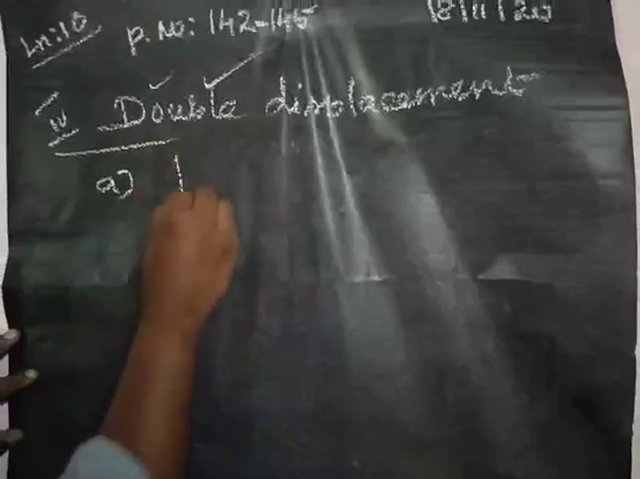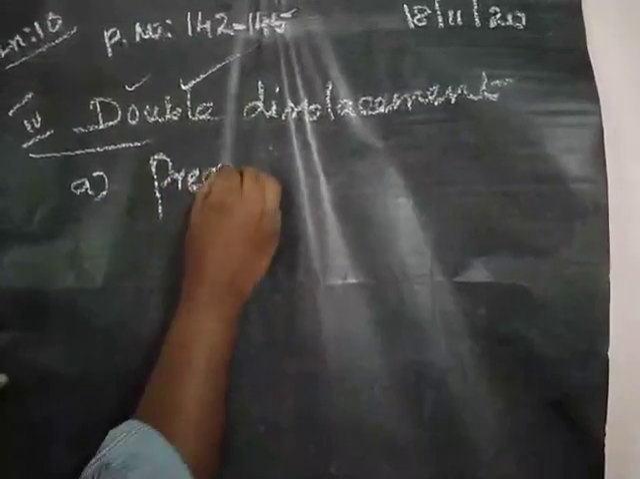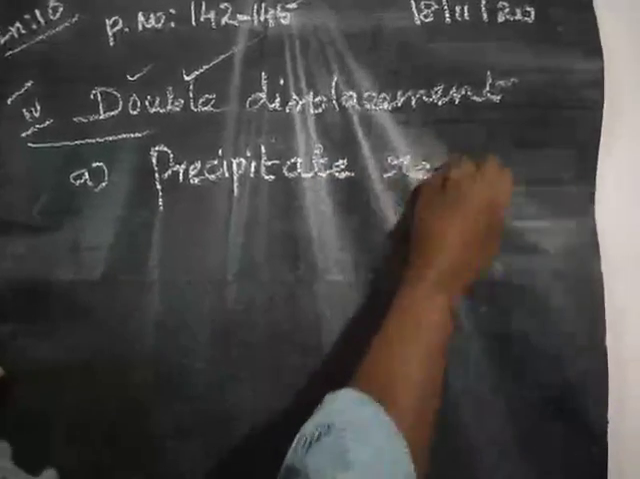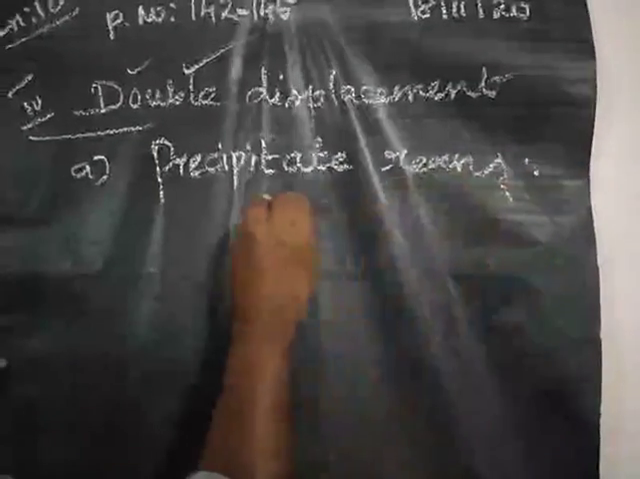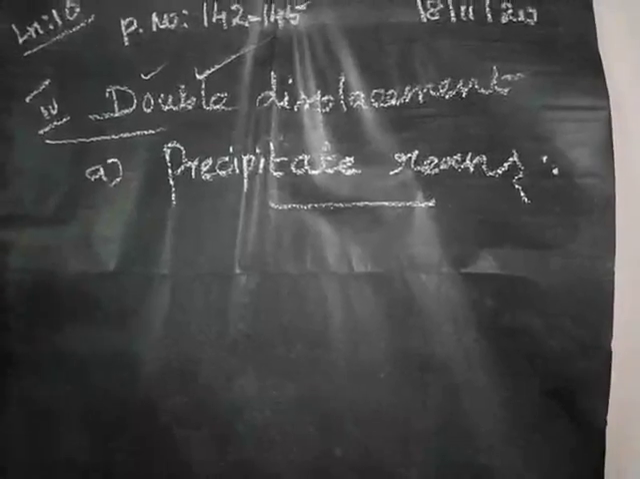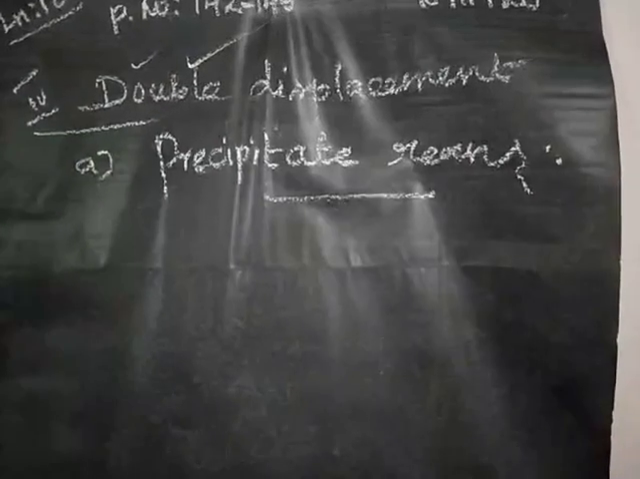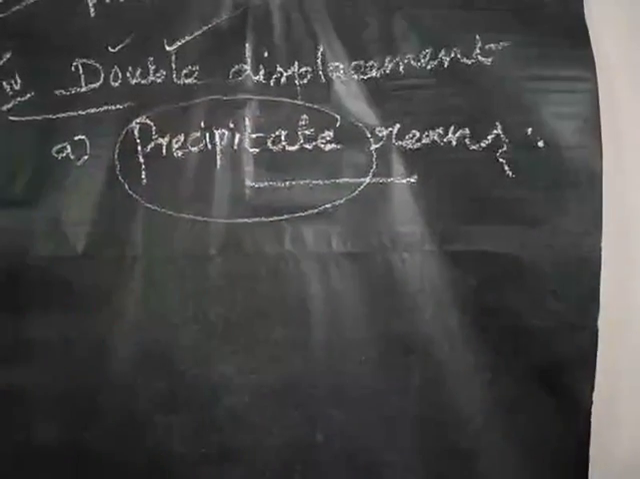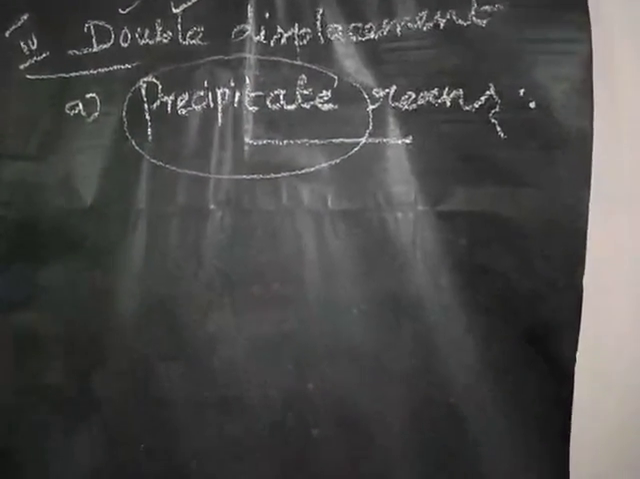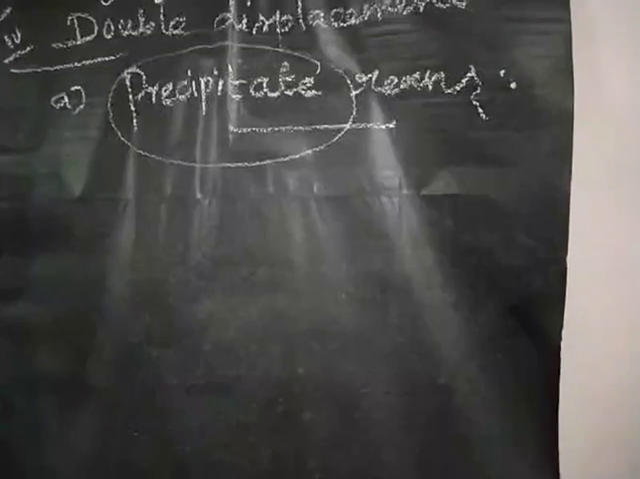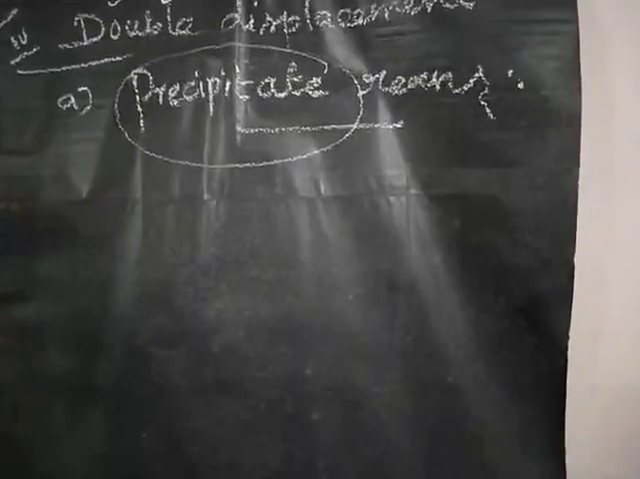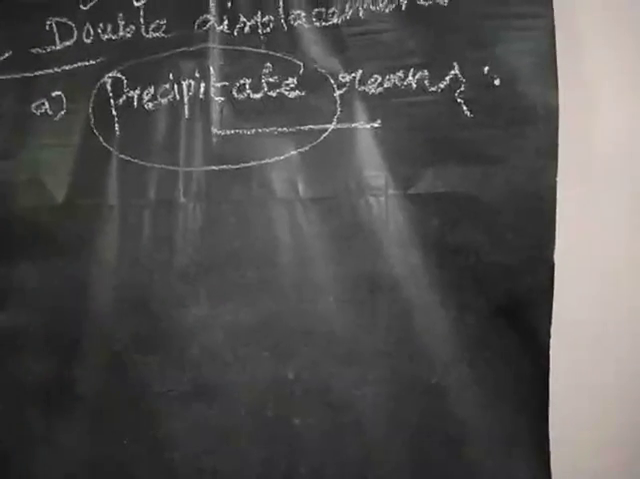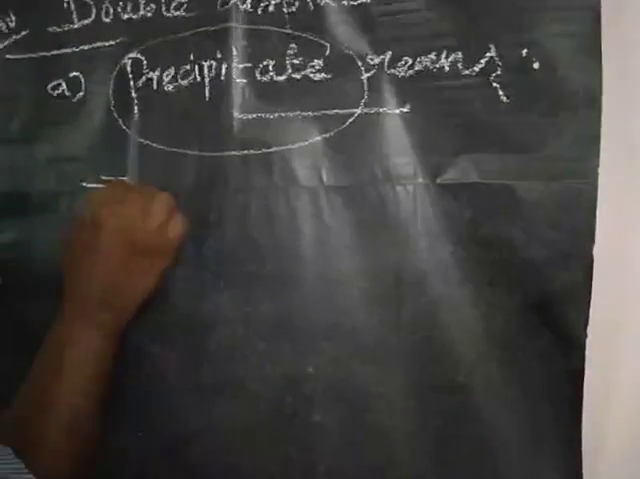First, precipitation reactions. What is the definition of precipitate? When two compounds react with each other, a solid substance settles in the form of the product. It is known as a precipitate.